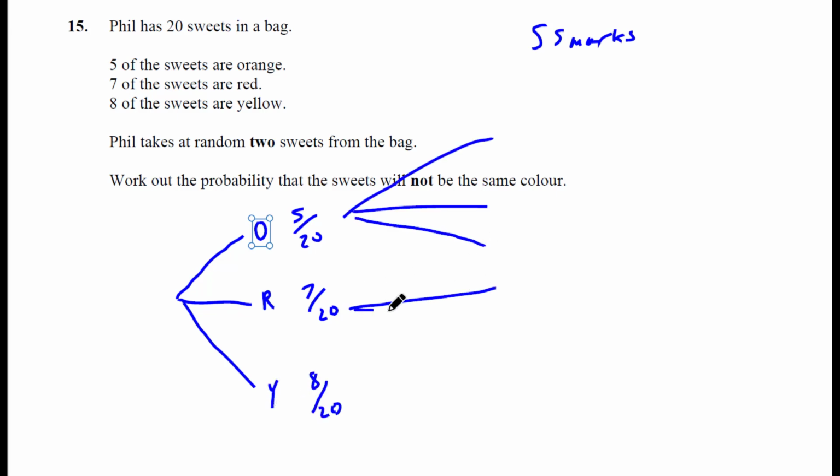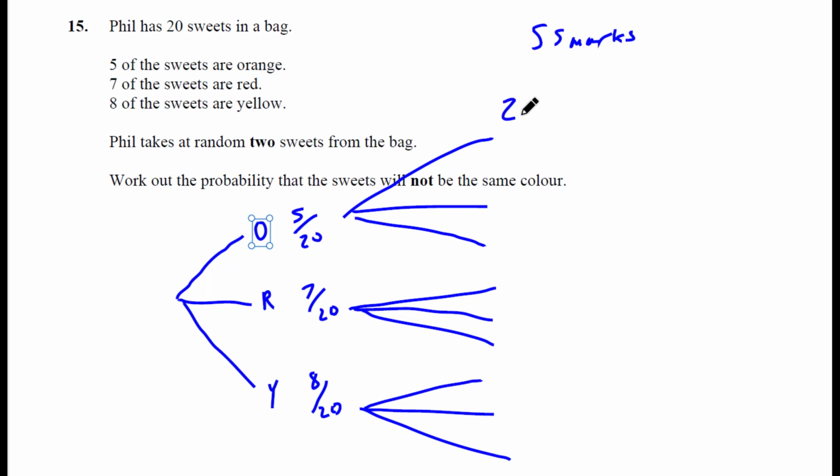Now remember, he takes 2 out together, so there's 1 less in the bag after the first pick. So this is the second pick. If he picks orange first, orange again, there'll be 1 less orange. That's going to be 4 out of 19. There's still 7 reds, so that's 7 out of 19. And there's still 8 yellows, that's 8 out of 19. Orange here will be 5 out of 19. Red, because he's taken the red, 6 out of 19.